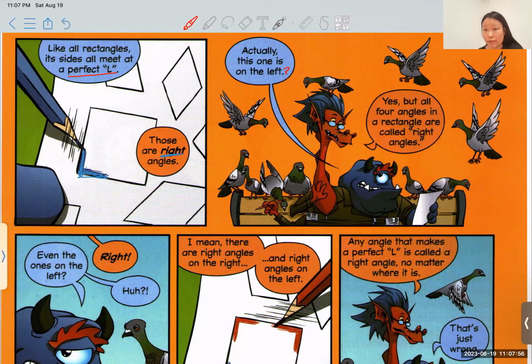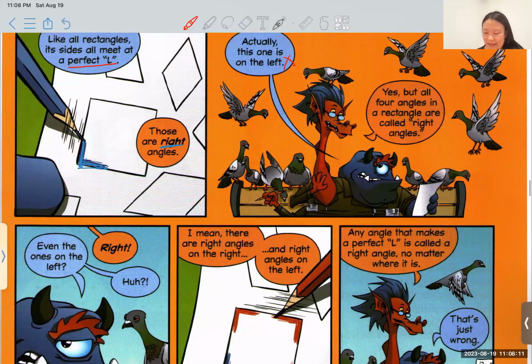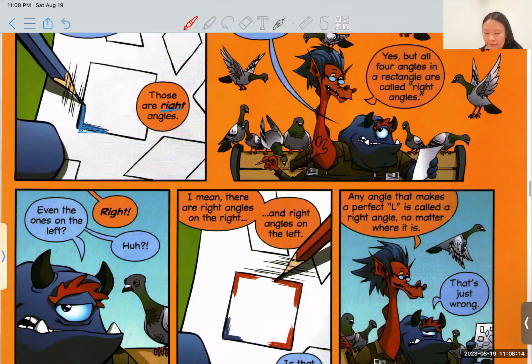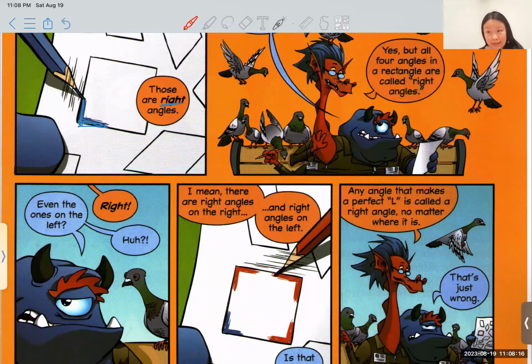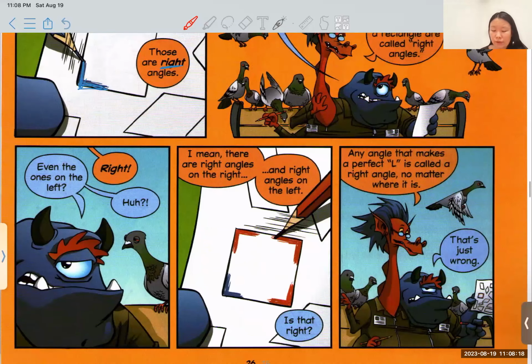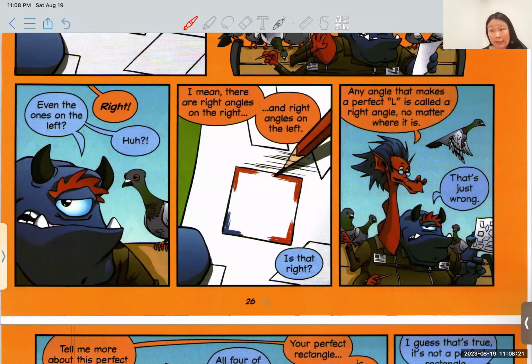If anyone has any questions, you can just turn your mic on and let me know. So right here we can say no, it's not. It wouldn't be a left angle. Let's keep going then. Yes, but all four angles in a rectangle are called right angles. Even the ones on the left, right. I mean, there are right angles on the right and right angles on the left.